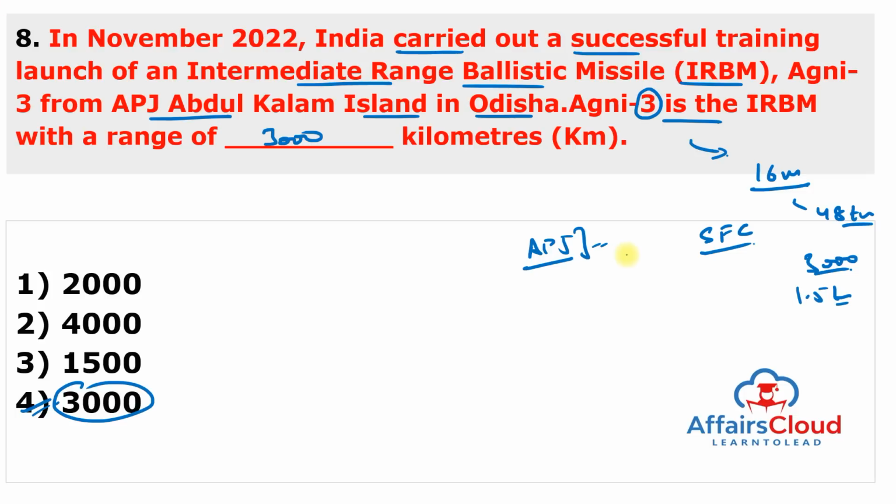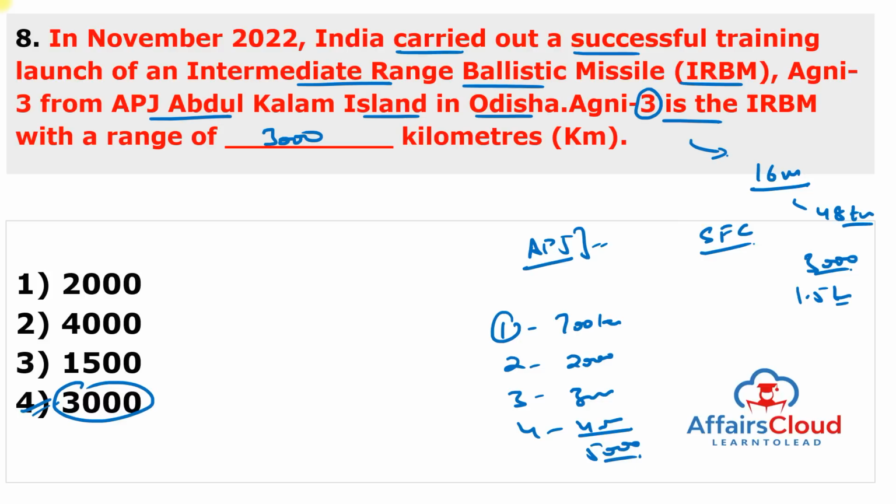And Agni series of missiles now includes Agni 1. Agni 1 range is 700 km, Agni 2 2000 km, Agni 3 3000 km, Agni 4 4000 km, and the longest striking range of 5000 km is Agni 5. So just remember, Agni 3 range is 3000 km.